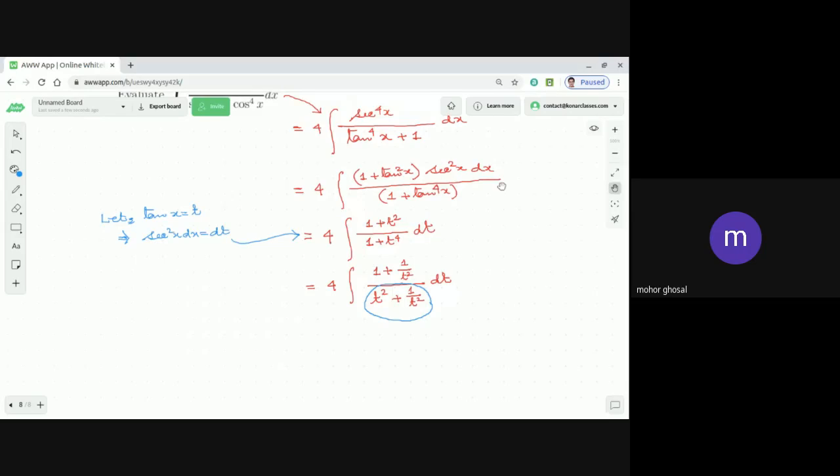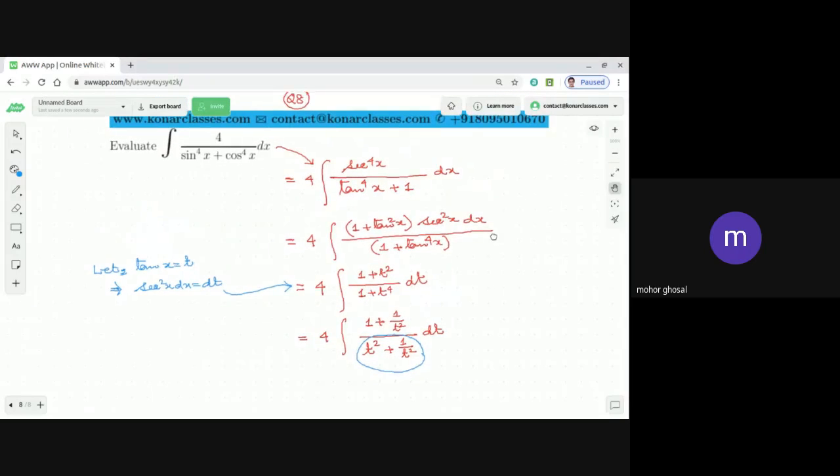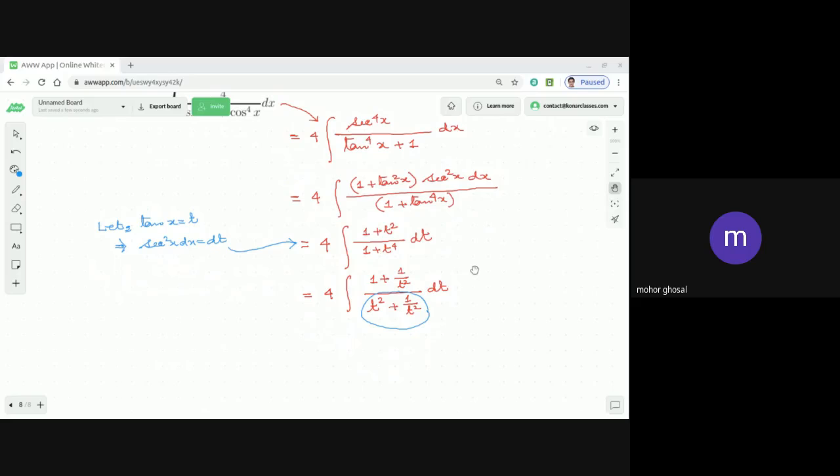Sir, after that, shouldn't we take one more substitution, like t minus 1 by t equals u after that? Yeah, you can take multiple substitutions. Shall I do it? If you want, I can do it. Sir, after that I took t minus 1 by t equals u. Correct. So then 1 plus 1 by t square dt is equal to du. So integration of du by u square plus 2. Finally I got 4 times integration of 1 by u square plus 2 du.